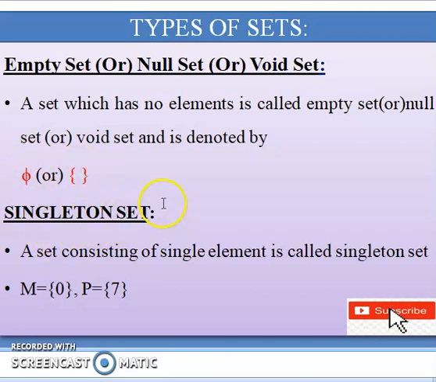Now coming to the singleton set, as the name specifies, single, when only one element is there in the brackets, then it is called a singleton set. Example, M is equal to {0} or P is equal to {7} or X is equal to {5} in curly brackets. Then we can say whenever we have one element, it is called a singleton set.